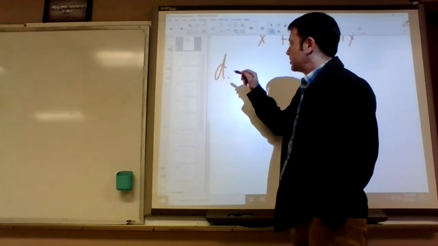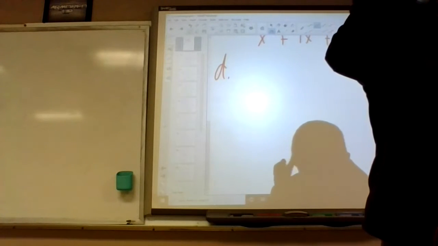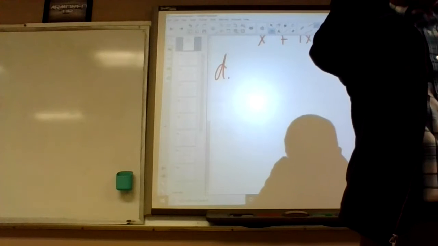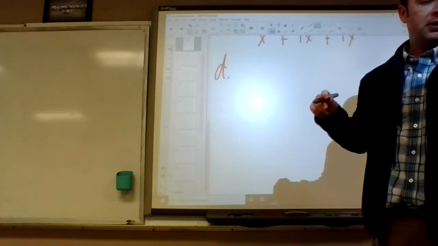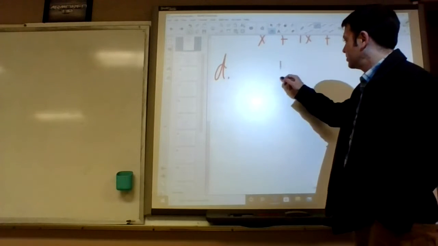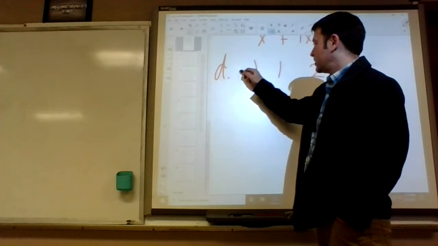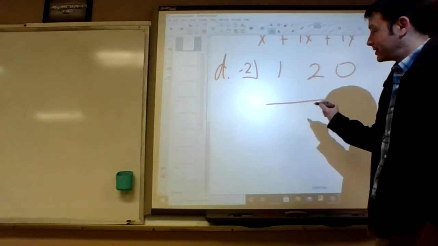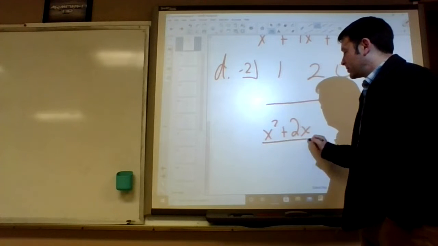Okay, D looks hard. You might think like long division or synthetic division. If you use synthetic division, it would be 1, 2, and 0 across the top. Did anybody do that? Yes. And then it would be what in the box? -2. Okay, I'm not going to do that because there's actually an easier way. You got to kind of be looking for it.